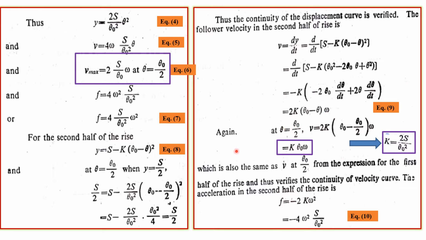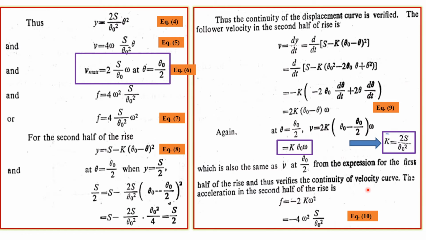Again we can determine the value at theta equal to theta 0 by 2, when the follower is at the half of its stroke. So velocity is going to be determined as k theta 0 into omega. If we insert the value of k given by twice s upon theta 0 square, again we get the same value, which is equal to the Vmax. So it is also the same as Vmax at theta 0 by 2 from the earlier expression given by equation number 6. So with the help of this, the first half of the rise verifies the continuity of the velocity curve.